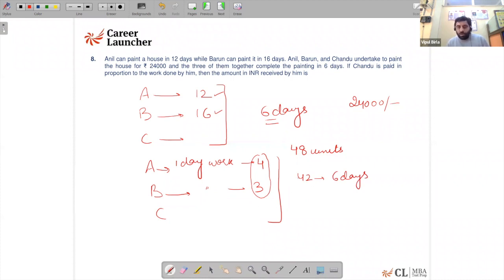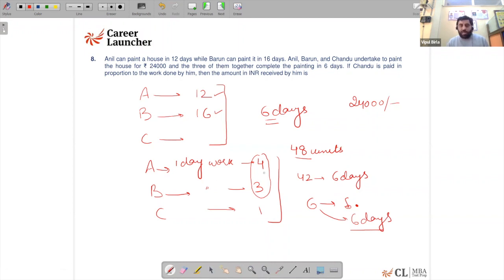So therefore, in order to complete the task in 6 days, the remaining work has to be done by C in 6 days, which is 6 units. So C does 6 units of work in 6 days. So therefore, C's per day work we have calculated is going to be 1 unit per day, because this is how we'll be able to calculate by the unitary method.